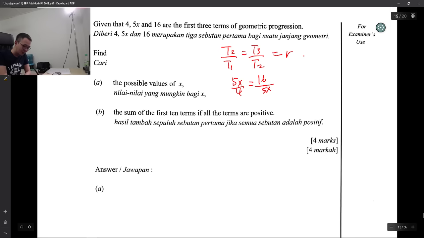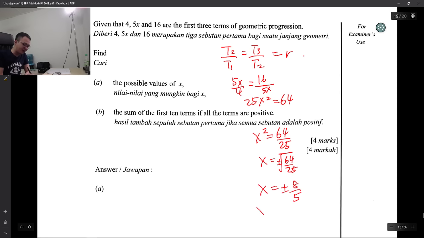So therefore, I cross multiply, I get 64. Then x squared equals 64 over 25. Then x should equal the square root of positive negative 64 over 25. Then x should equal positive negative 8 over 5. So therefore x equals negative 8 over 5 or 8 over 5. Alright, this is how to do part A. It's quite simple if you understand the basic concept of GP.